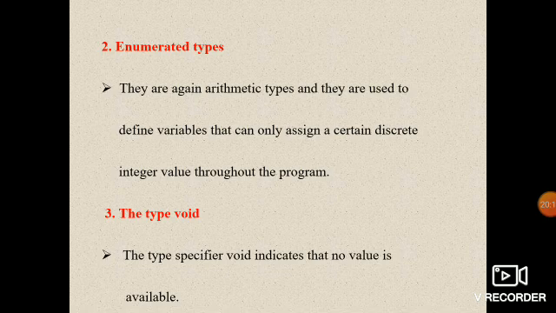Next we have the enumerated data types, which are again arithmetic data types. They are used to define variables that can only be assigned certain discrete integer values throughout the program. In enumerated types, only integer values can be used.